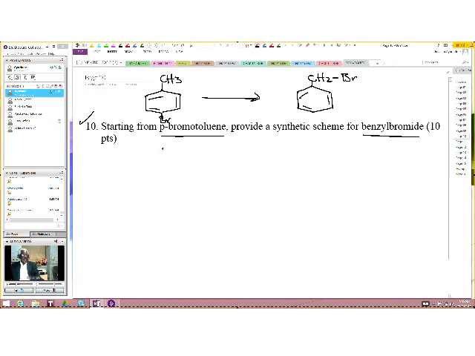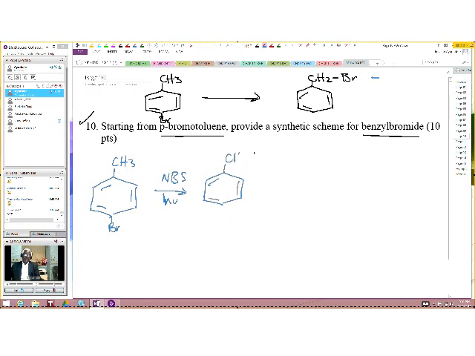So let us look at the synthetic scheme. I need your help here. What is the first thing you want to do? Okay, you want to do NBS? Very good. Let me start from here all over again. We want to do NBS. I'm assuming that you want to replace one of these hydrogens here, so you get this right here. Okay, so far so good. Now what do you want to do now?